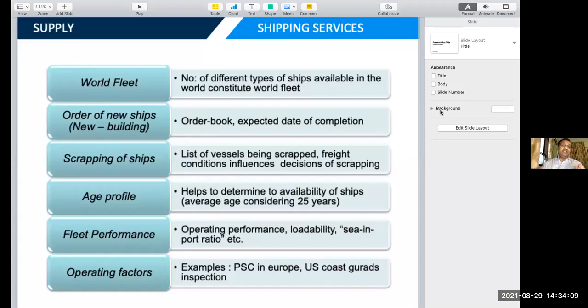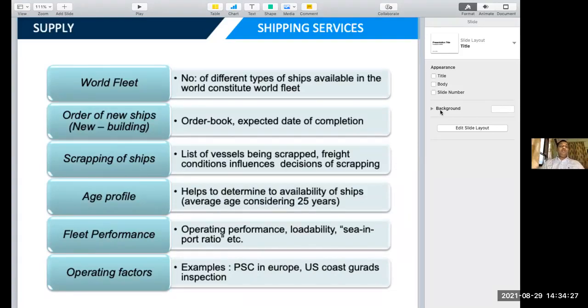Very large crude carrier, they carry only crude oil. Crude oil is the major component. Both are tankers. One is a small size 45,000 deadweight tanker. Another is 250,000 deadweight tanker. One is carrying clean petroleum products. Another only carries crude oil.